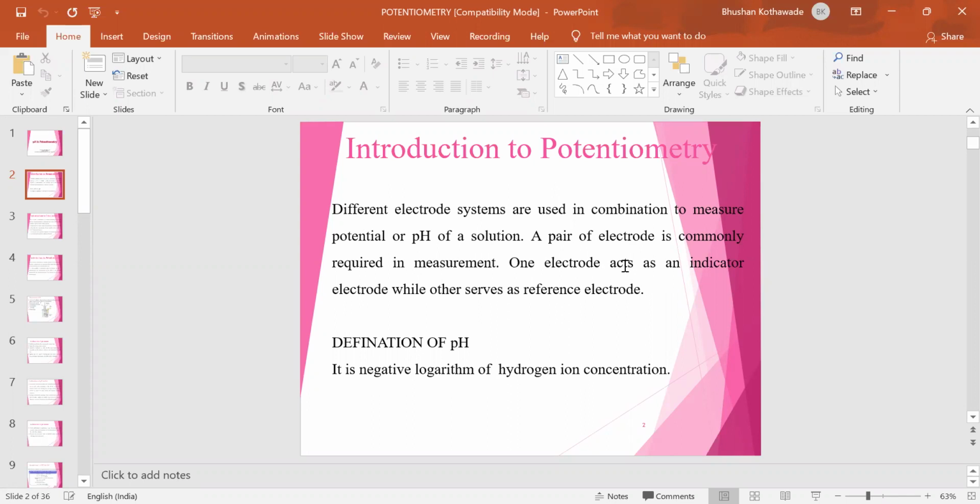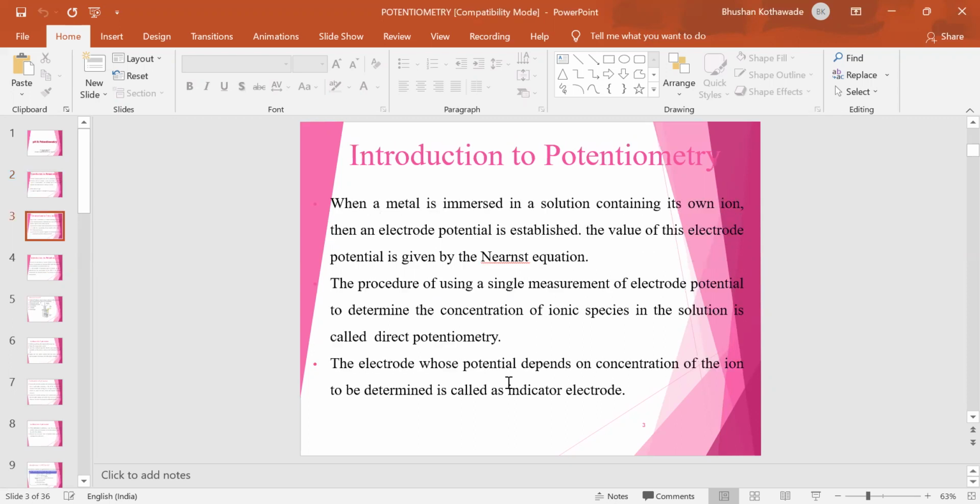One electrode used here is the indicator electrode, while the other electrode acts as the reference electrode. So in pH or potentiometry, a pair of electrodes, the indicator electrode and the reference electrode, is used to measure the pH or potential of the solution. Now, what is the pH of the solution? It is the negative logarithm of the hydrogen ion concentration.